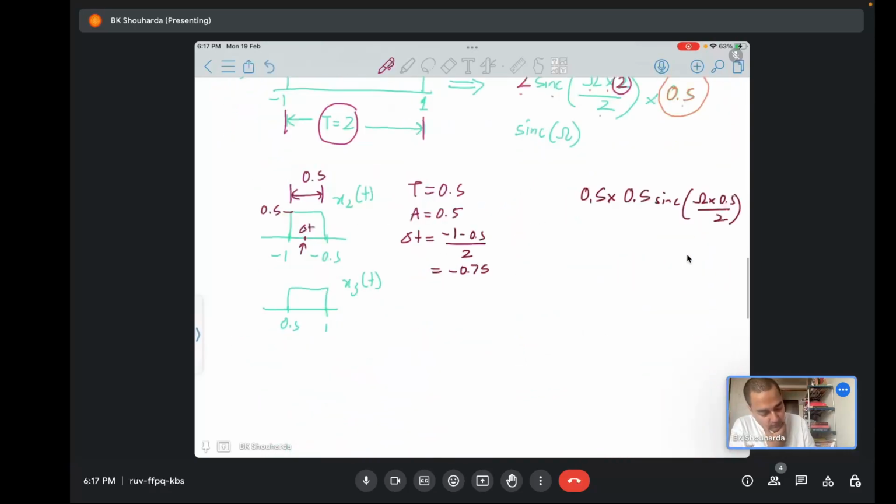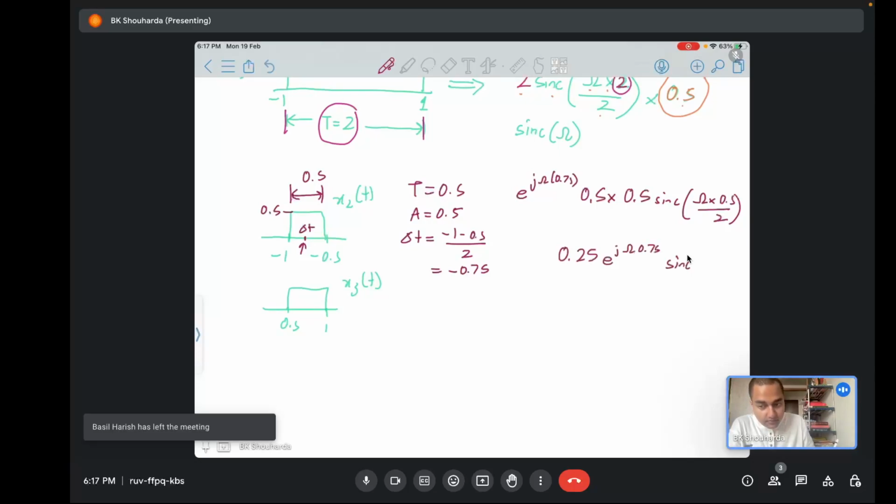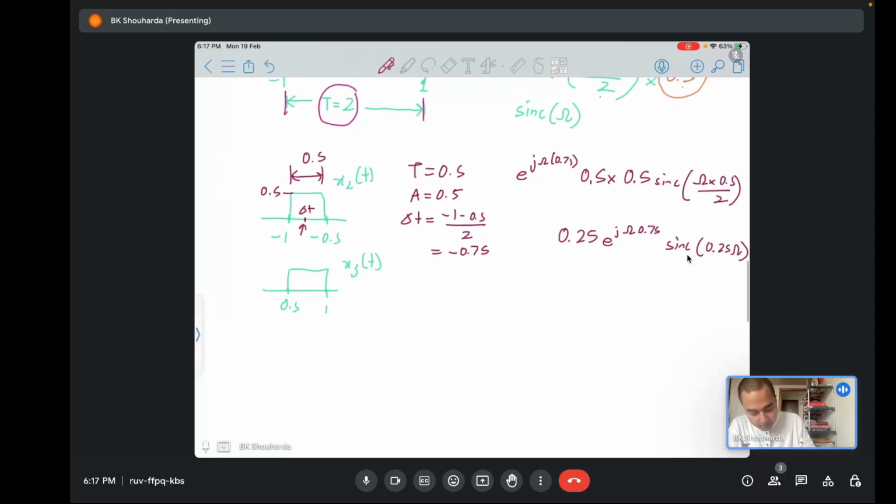Okay, and then you have e to the power j omega, that is a shift to the left side, so we will have a positive e to the power j omega 0.75. So we have 0.25 e to the power j omega 0.75 sinc 0.25 omega. All right, and now let's look at this x2.